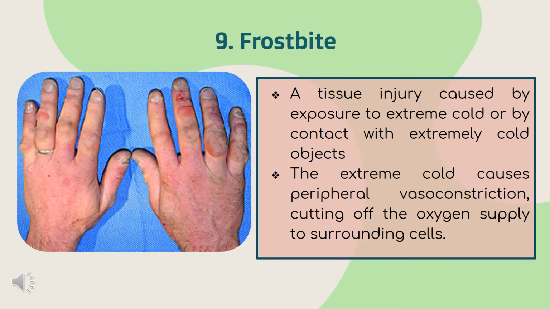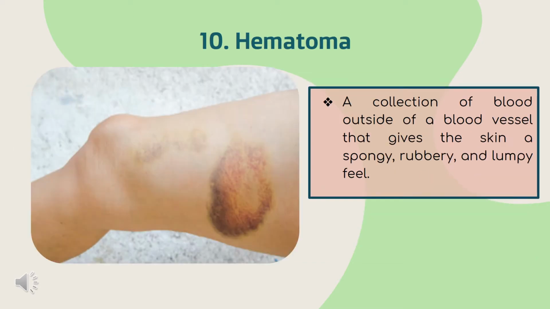Frostbite. This is a tissue injury caused by exposure to extreme cold or by contact with extremely cold objects. The extreme cold causes peripheral vasoconstriction, cutting off the oxygen supply to surrounding cells. Hematoma. We may refer to this as bruises.